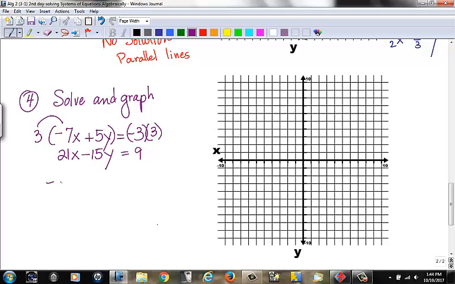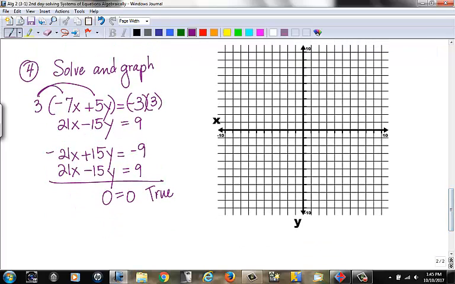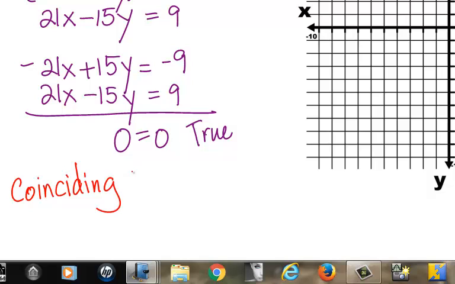Oh, okay, so this would be negative 21x plus 15y, check my arithmetic, equals negative 9. Right, at the bottom equation, 21x minus 15y equals 9. And if you add, 0, 0, 0, so you get 0 equals 0. True statement? Yes, true statement. What kind of lines? If one line's a multiple of the other line, on top of the same line, they are coinciding. You're going to end up graphing the same line, right? They are coinciding lines.